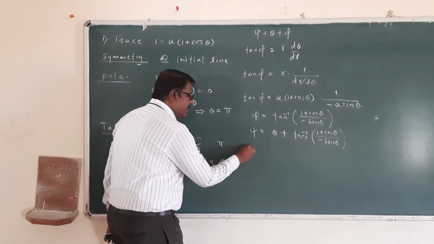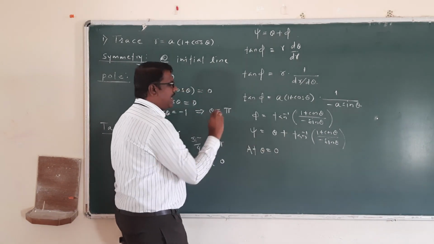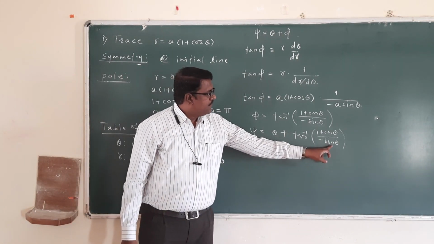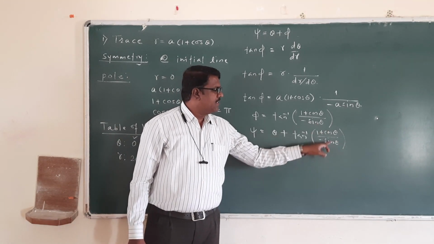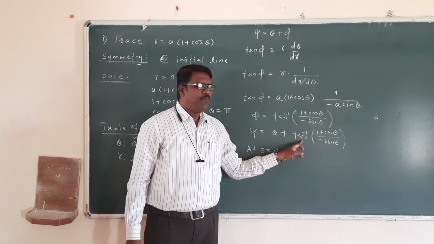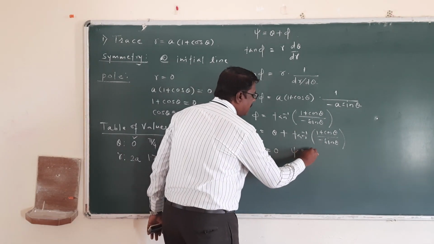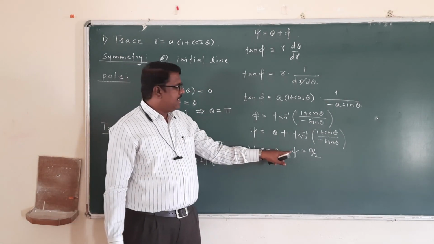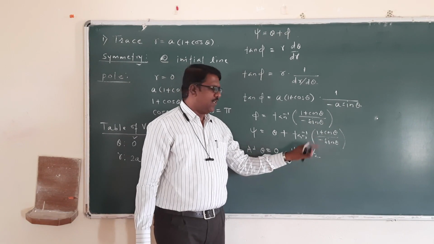So first value, at theta is equal to 0, what is psi? So when theta is 0, sin 0 is 0. So if the denominator is 0, then this bracket is something upon 0, it is infinity, and tan inverse infinity is pi by 2. So psi is equal to pi by 2. It means at theta is equal to 0, the tangent is at 90 degrees with the initial line.